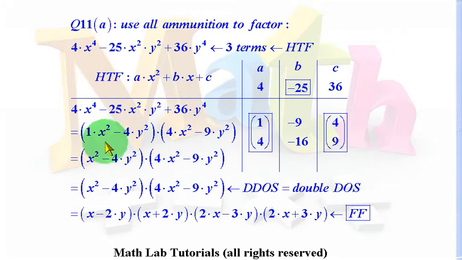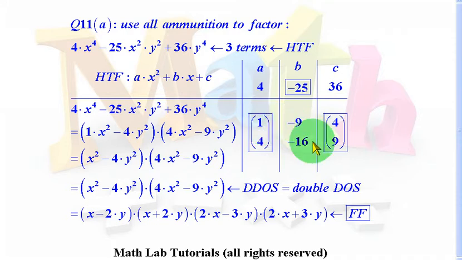Now, instead of putting xy down here, it's going to be the square root of x to the power 4, which is x squared, and the square root of y to the power 4, which is y squared. Okay, so then we get 1 dot x squared and then 4 dot y squared, and we put it down here. We get 4 dot x squared and 9 dot y squared, and we put it down here.